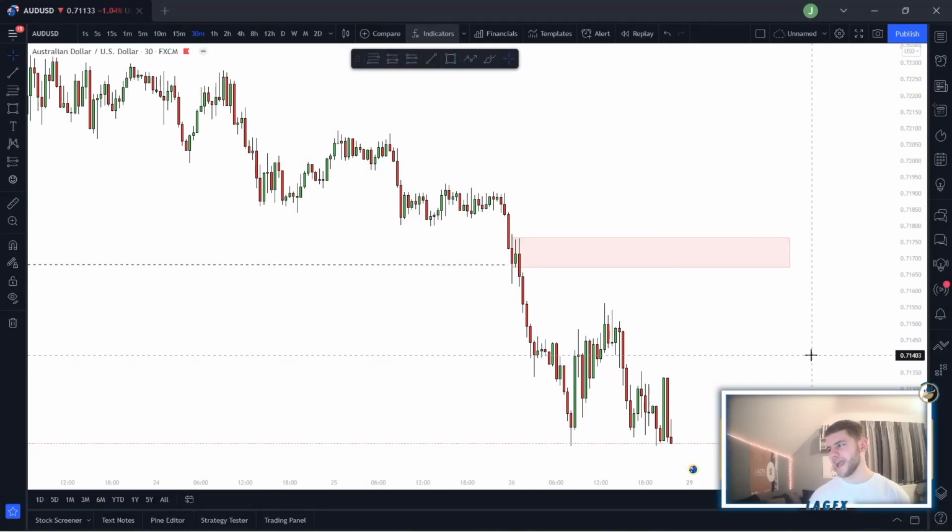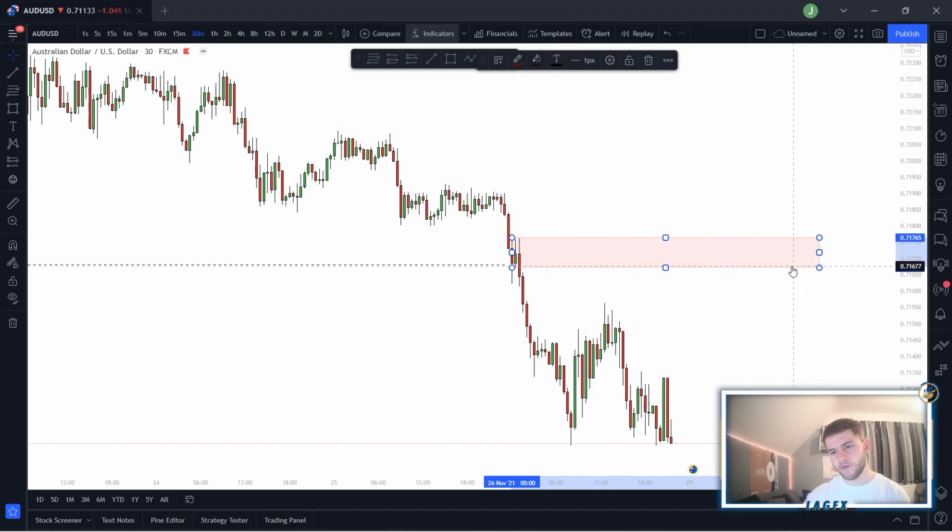Okay, so this market has been moving down with heavy supply. We've not had any real correctional waves in the scheme of things that have been leaving obvious supply zones. I am seeing a nice hidden supply zone in here. This is something we could only see when we drop down to those lower time frames. So this is around that region of 0.716 all the way up to 0.717. So keep your eyes on this.